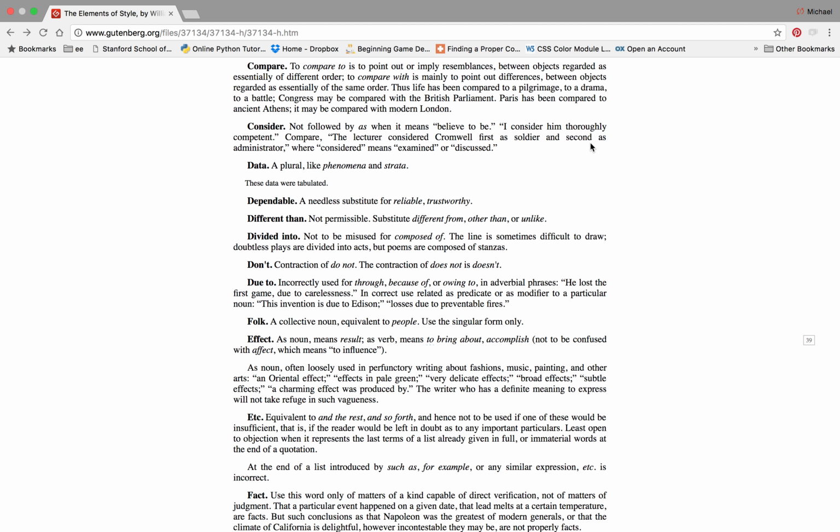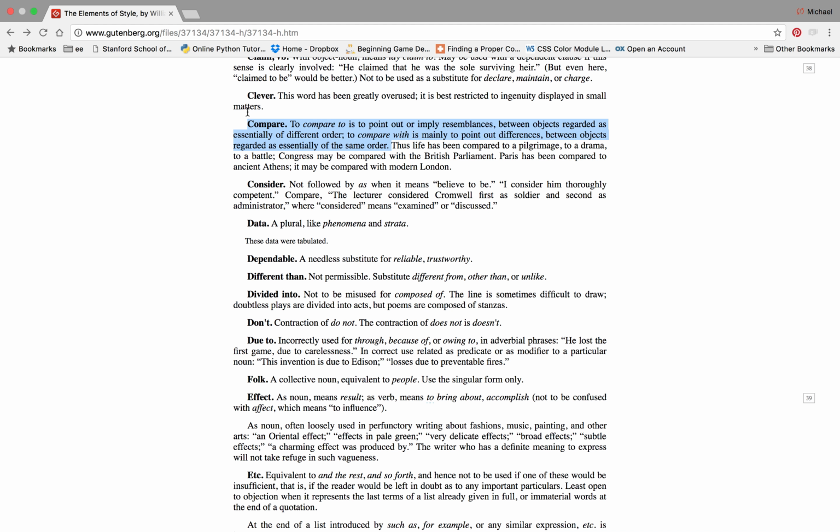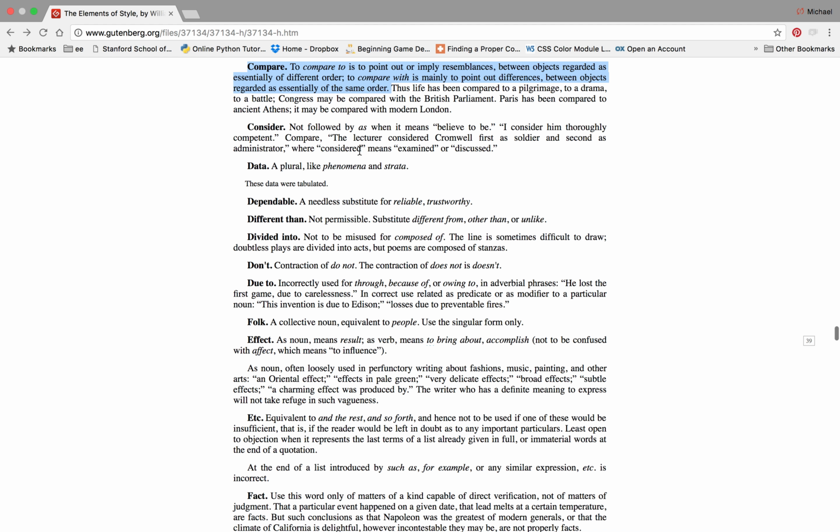To compare to, I like this one a lot. To compare to is to point out or imply resemblances between objects regarded as essentially of different order, and to compare with is mainly to point out differences. So to compare to is to connect them. So A to B. That's how I would try to remember it. I like to focus on memory. How am I going to remember this?